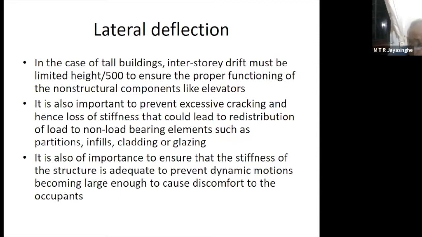Because of that reason, the overall deflection can be less than what you get with cantilever mode. So when you look at that, you can see in the middle part of the building, you can get the highest interstory drift, the drift between two consecutive floors. And you must look for that and ensure that it is less than height over 100.